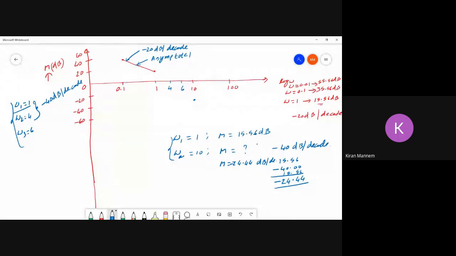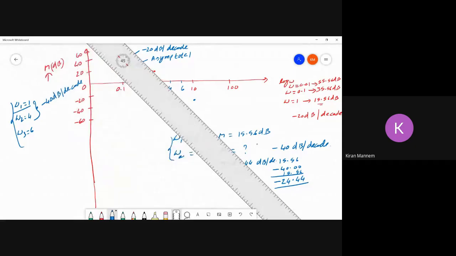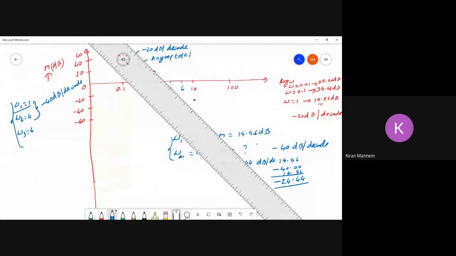Put the scale here and draw the line, right? Till the next corner frequency. So the next corner frequency would be this one. So I am putting it minus 45 degrees.